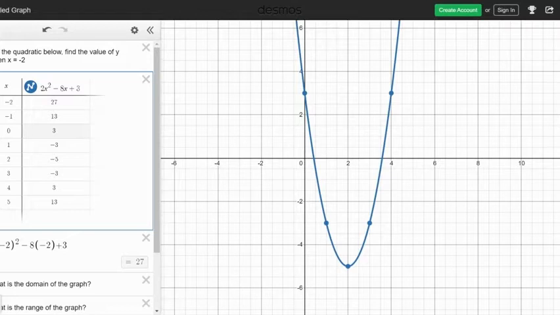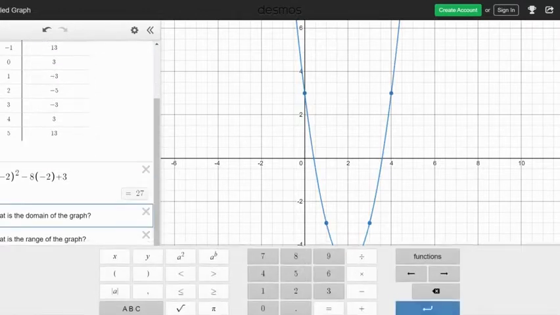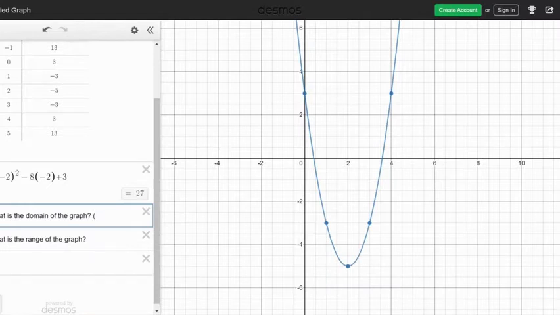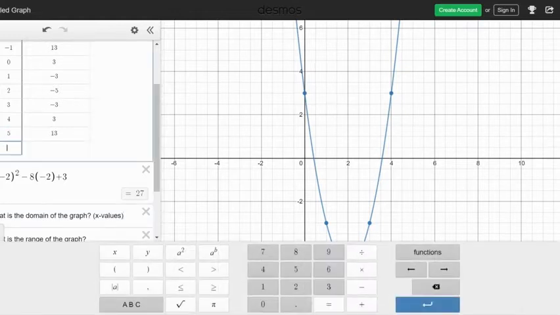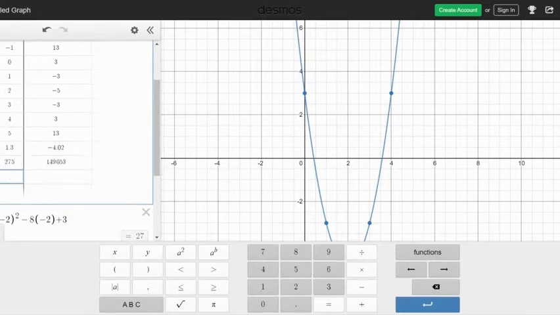Now, the other thing I want to think about is, what is the domain of my graph? Well, domain, remember, has to do with x values. And so we're thinking about what numbers am I allowed to plug in for x? Well, I have some numbers in my table, but I could also add a bunch of others. I could add 1.3. I get an answer for y. I could put in 275. Notice that my y value is really, really huge.